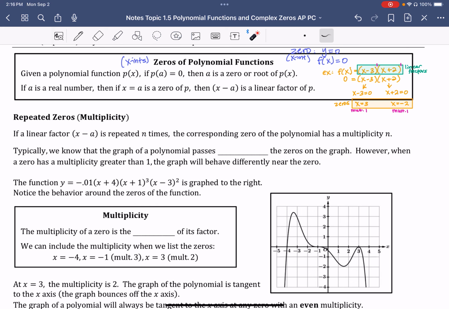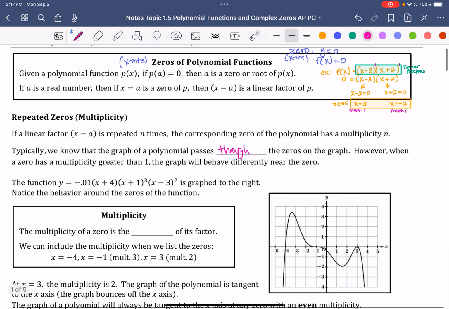Typically, we know that the graph of a polynomial passes through the zeros on the graph. However, when a zero has a multiplicity that is greater than 1, the graph will behave differently near the zero. The function y equals negative 0.01 times x plus 4 times x plus 1 cubed times x minus 3 squared is graphed to the right. Okay, what we're going to do before we look at the graph is find out the zeros by hand.